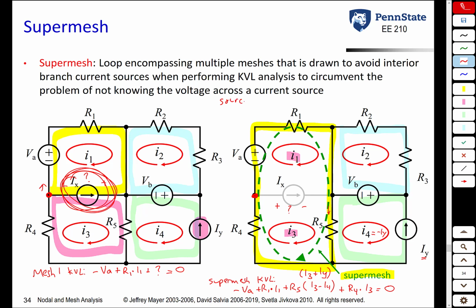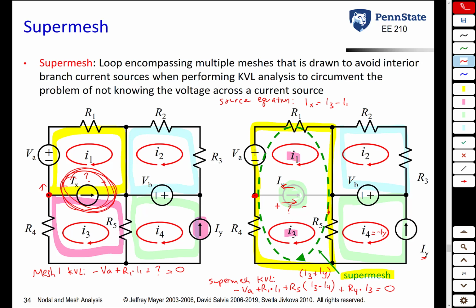So just like with floating voltage sources in nodal analysis, interior current sources in mesh analysis give rise to the need to use a source equation. The source equation is the equation that relates this specific current source to the two meshes that it's connecting. So the source equation in this case would be Ix, the current source value, it's in the direction of I3, it's in the opposite direction of I1, so Ix is I3 minus I1.